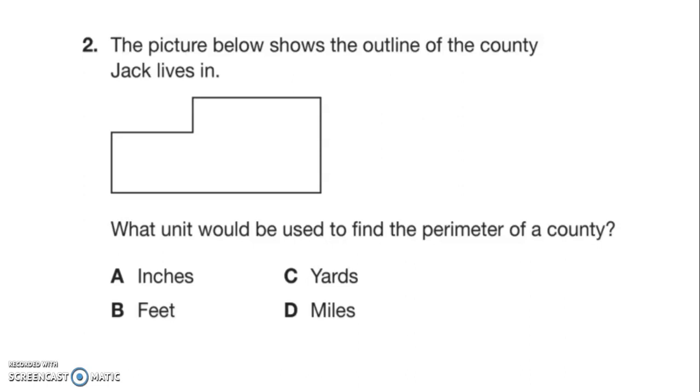All right, so counties are pretty big. I mean, thinking about Moore County, that includes the towns of Aberdeen, Southern Pines, Pinehurst, Vass, Robbins, Carthage. Yeah, tell me some others. Cameron. That's a lot of places, right? So could you imagine measuring the perimeter of Moore County with inches? Oh my gosh, that would take forever.